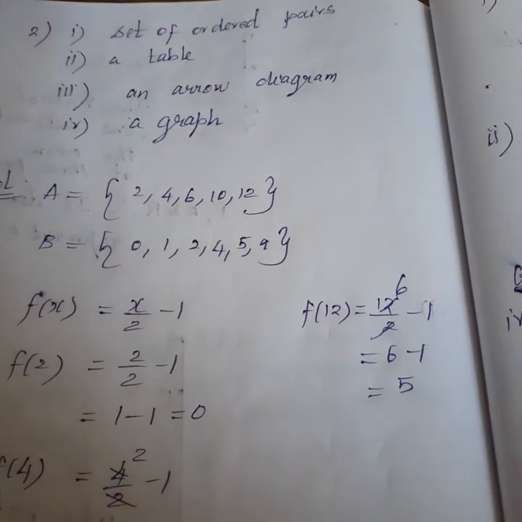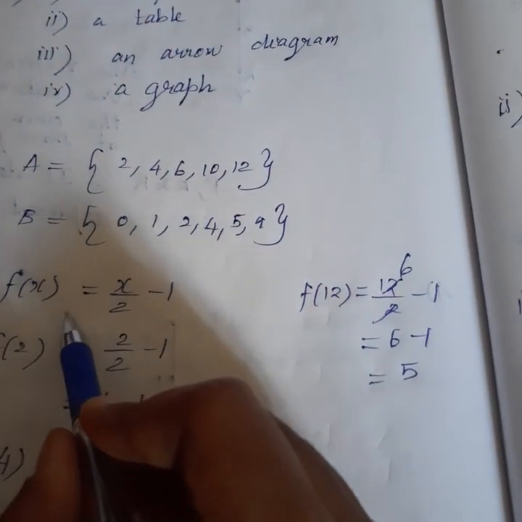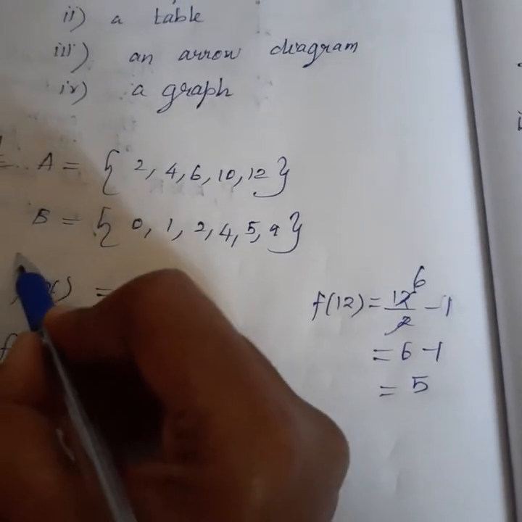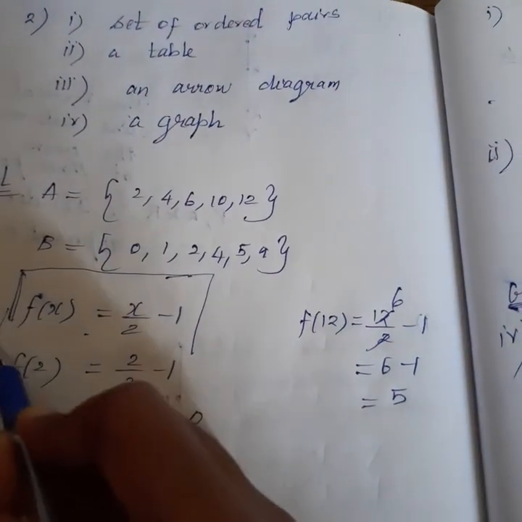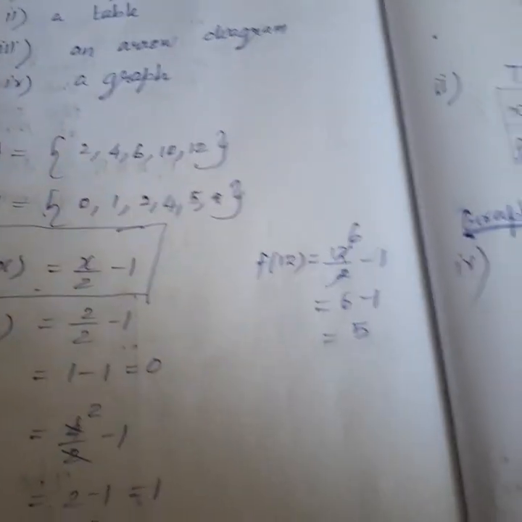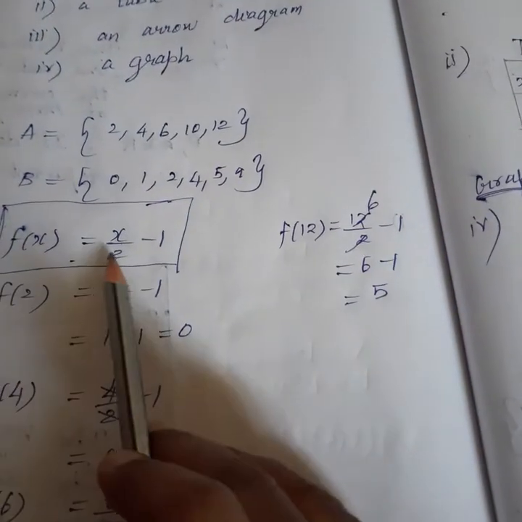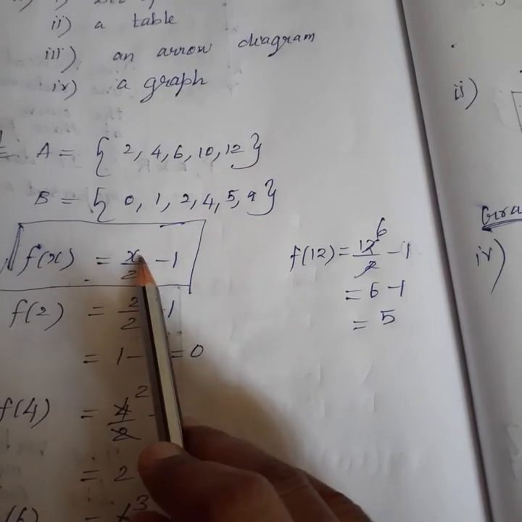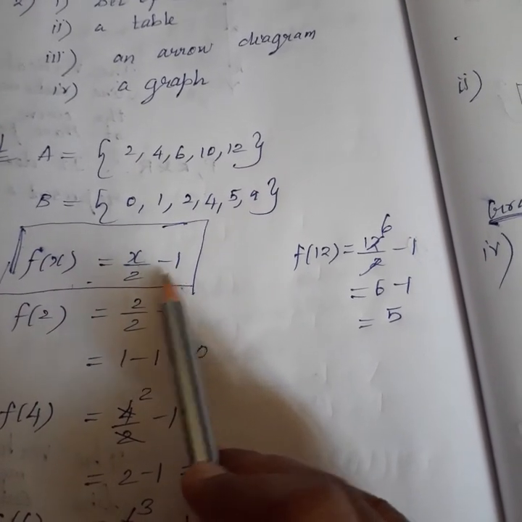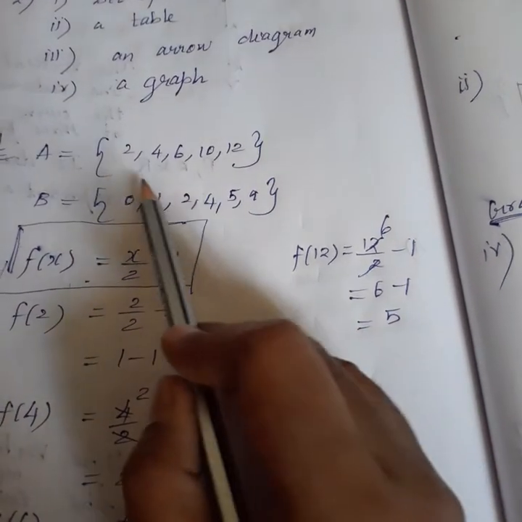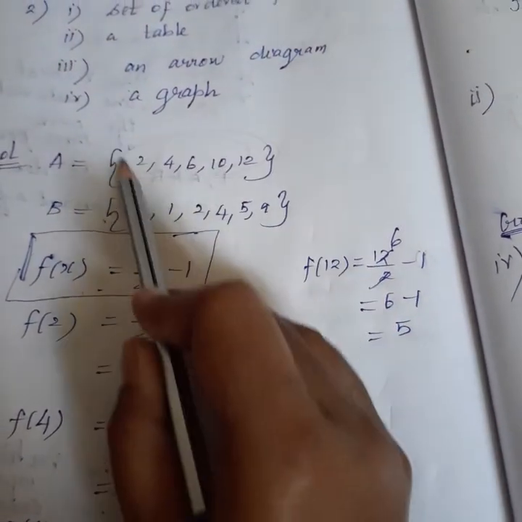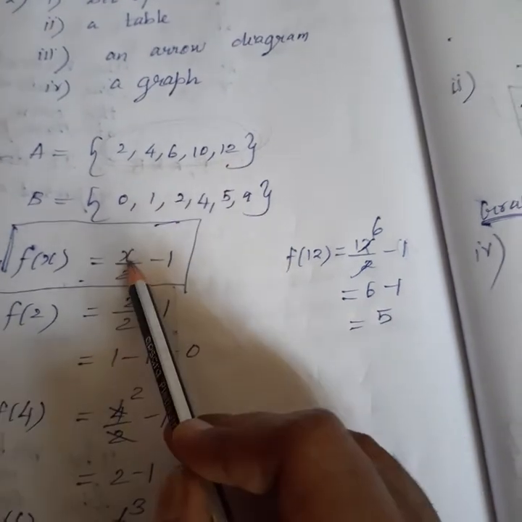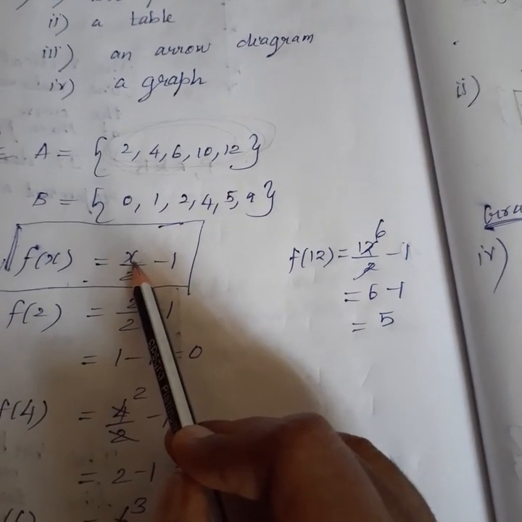This is taken from the question. The function is defined as f of x which is equal to x by 2 minus 1. Okay, now what I am going to do, I am going to take the elements of A and substitute in the place of x.